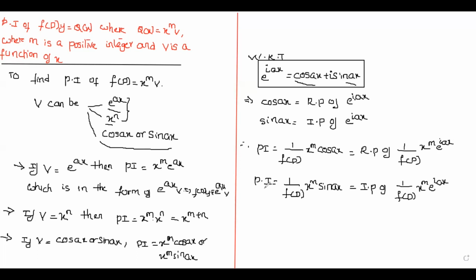Similarly, the particular integral of 1 by f of D x power m sin ax is equal to the imaginary part of 1 by f of D into x power m into e power iax. So similarly, here also we have to find the solution for x power m into e power iax, which is in the form of e power ax into v, and collect the imaginary part to get the particular integral for 1 by f of D into x power m into sin ax.